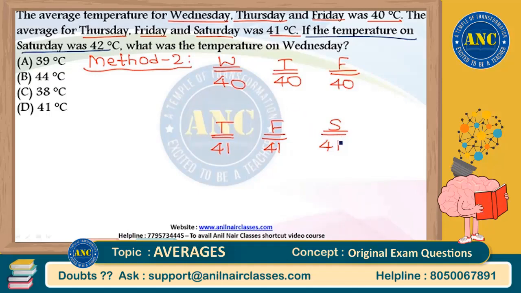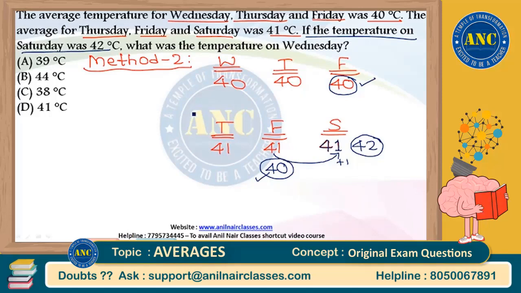Now see here. Saturday, I wrote as 41, but they are saying 42. That means I need to get 1 more rupee. If Friday lends 1 more rupee to this person, Saturday will become 42 according to the question. So Friday will become 40, right? Now here also Friday is 40. Here also Friday is 40. They are in sync, right?